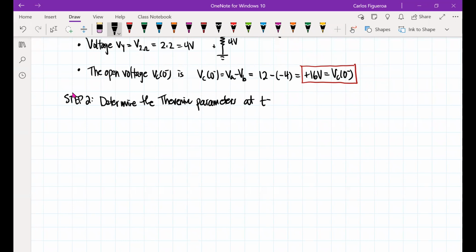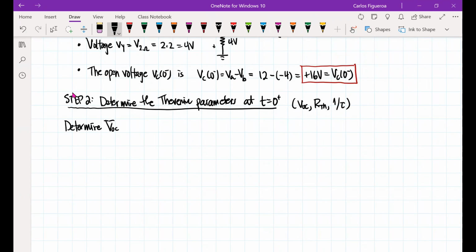At t equal to 0 plus. Now remember, what are the Thevenin parameters? VOC, RTH, and 1 over tau. So here we go. The first thing I'm going to do is determine VOC.